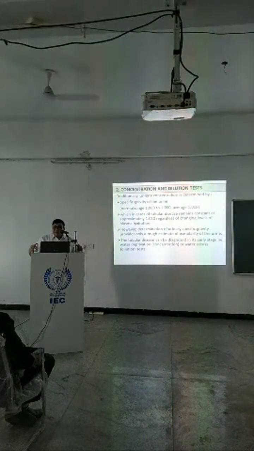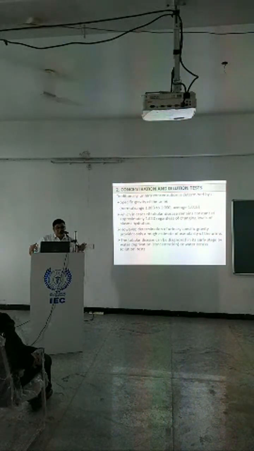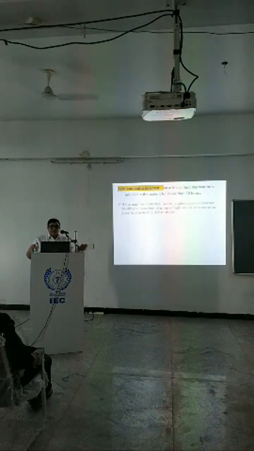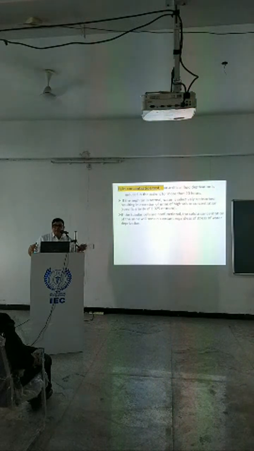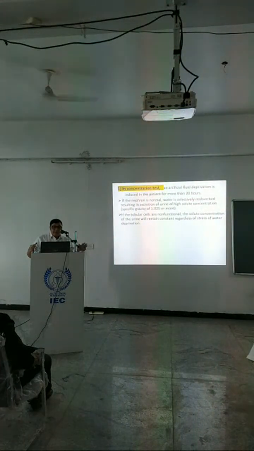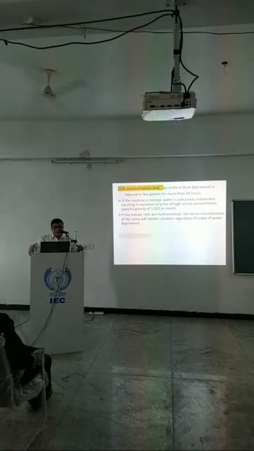Tubular disease can be diagnosed in early stages by water deprivation, that is concentration tests, or excess water by dilution tests. Now, in concentration tests, an artificial fluid deprivation is induced in the patient for more than 20 hours. If the nephron is normal, water is selectively reabsorbed, resulting in excretion of urine of high solute concentration. If the tubular cells are non-functional, the solute concentration of urine will remain constant regardless of the stress of water deprivation.